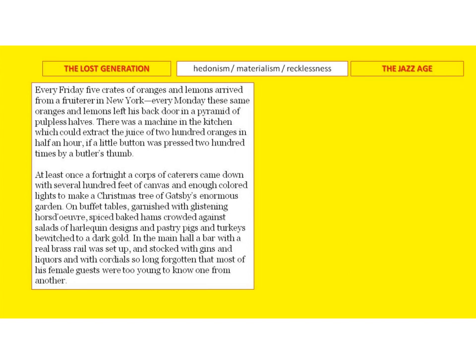So from chapter three here, every Friday, 5 crates of oranges and lemons arrived from New York. Every Monday, these same oranges and lemons left his back door in a pyramid of pulpless halves.